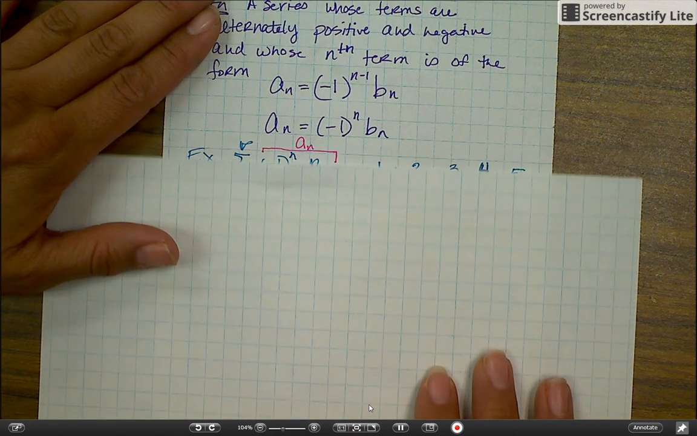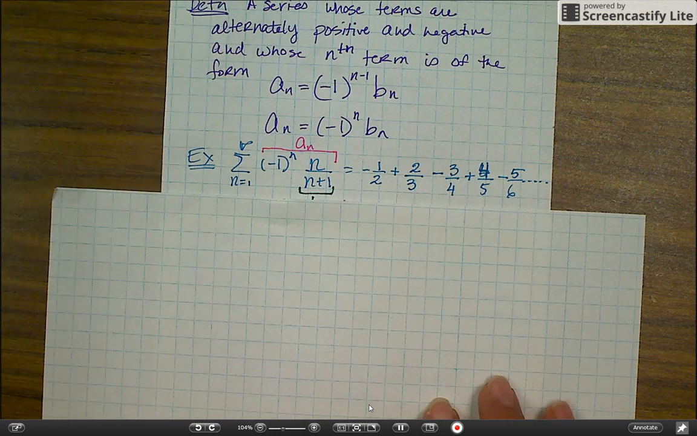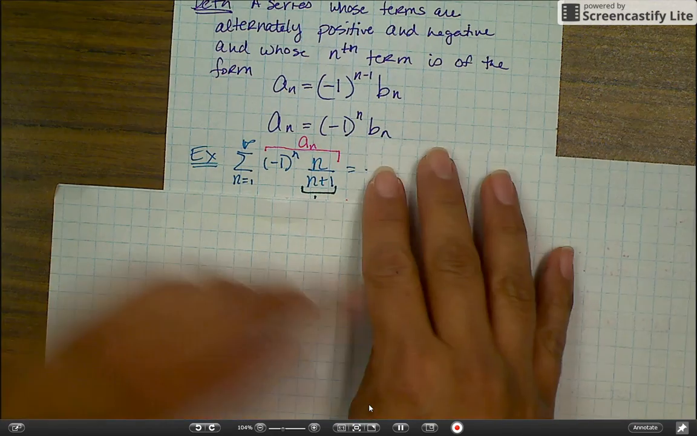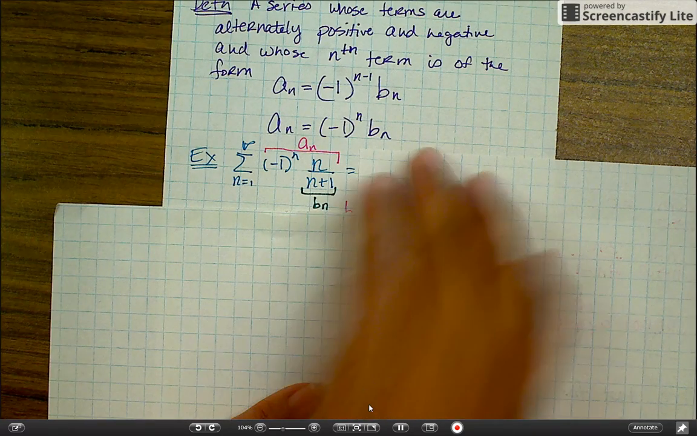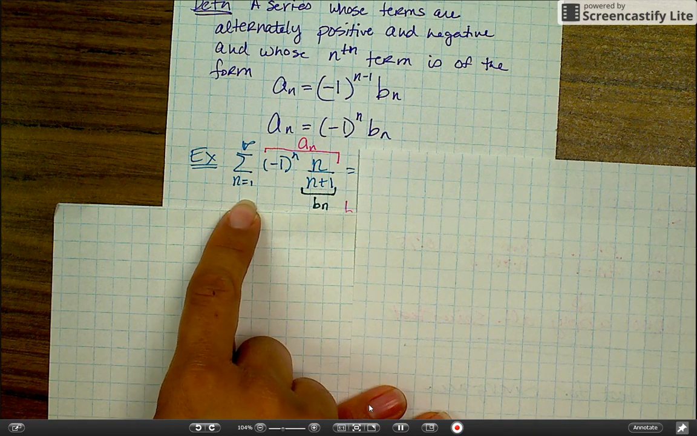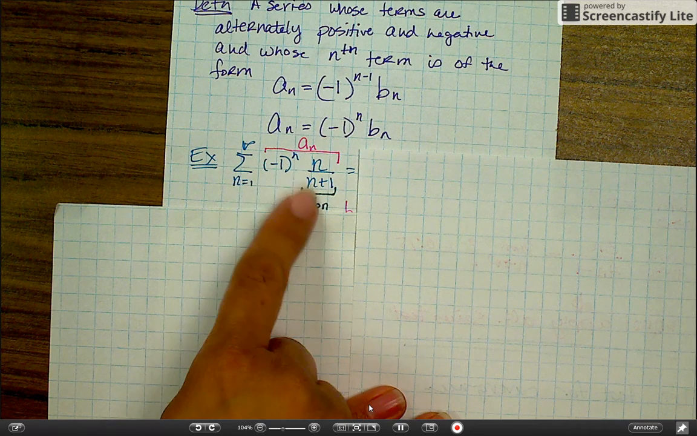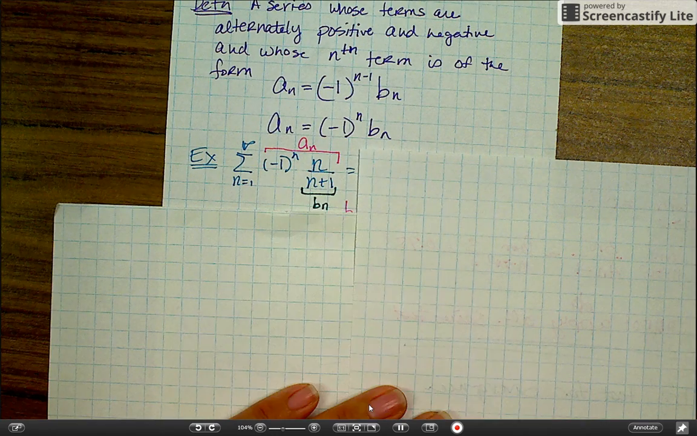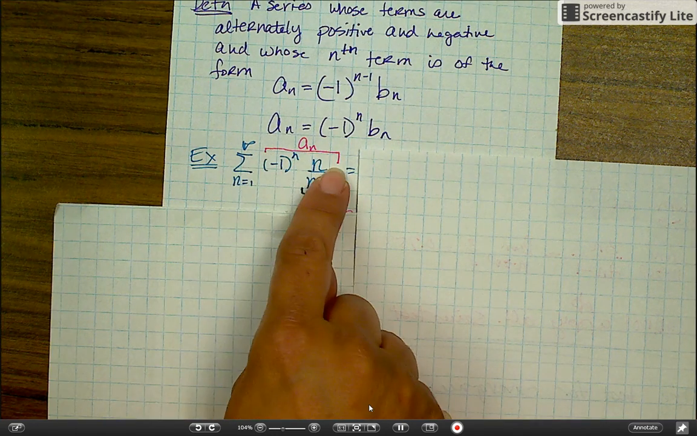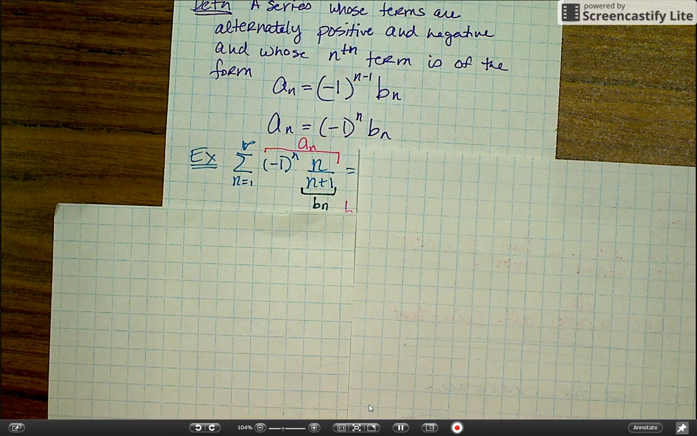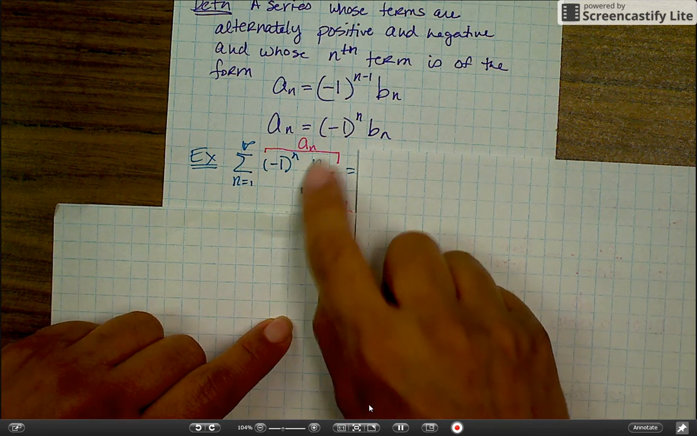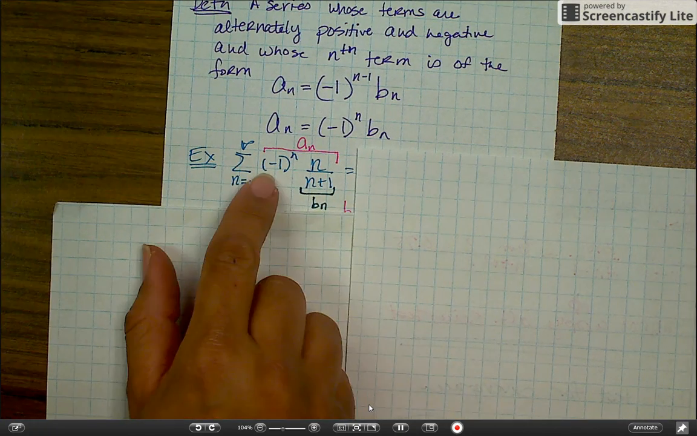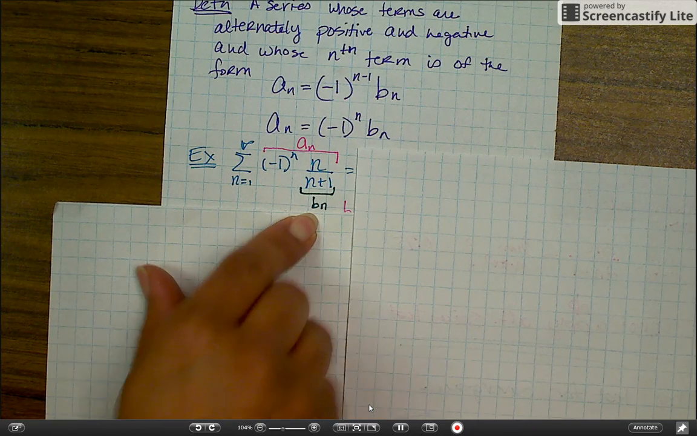So here is an example of an alternating series. If you just look at this expression right here, we've got this sum of (-1)^n, multiplied by this quotient, n divided by n plus 1. So this entire expression is a_n. This portion right here, n divided by n plus 1, is b_n. This part right here is what makes b_n alternate.